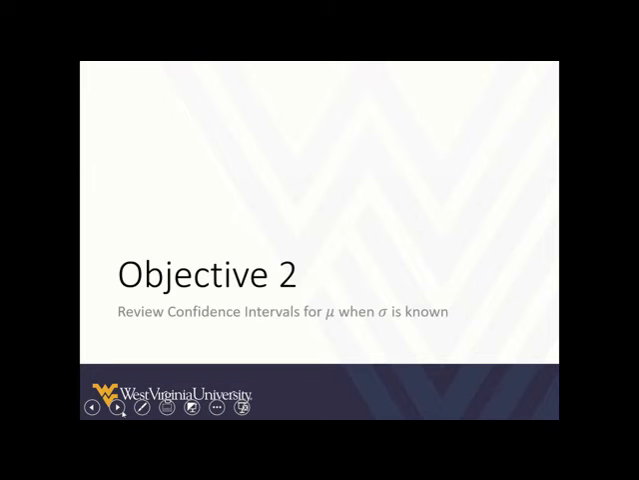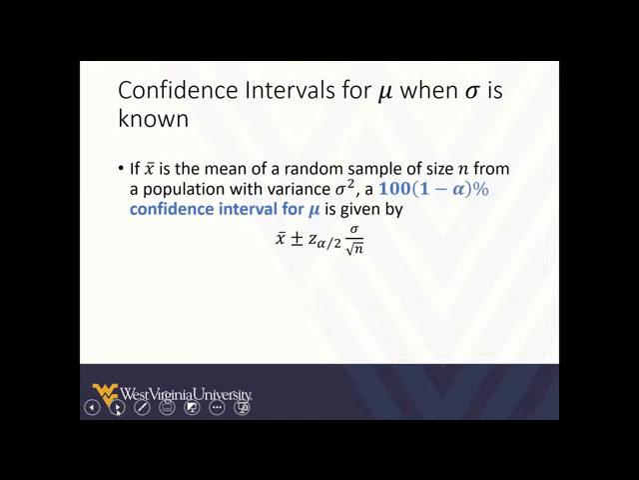Okay, so that brings us to the end of that part of our review. Now taking a look at the second part of our review, which is to review confidence intervals for mu when sigma is known. So if we recall, if our sample mean is the mean of a random sample of size n from a population with variance sigma squared, a 100 times 1 minus alpha % confidence interval for mu is given by the following formula of our sample mean plus or minus z alpha over 2 multiplied by sigma divided by the square root n.